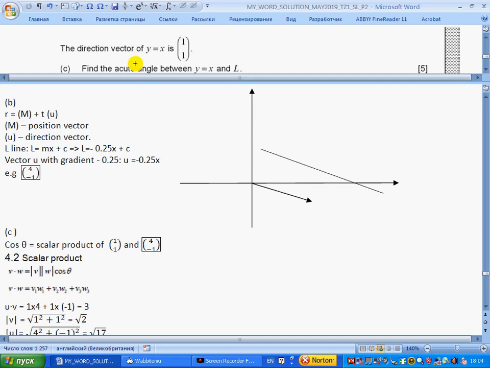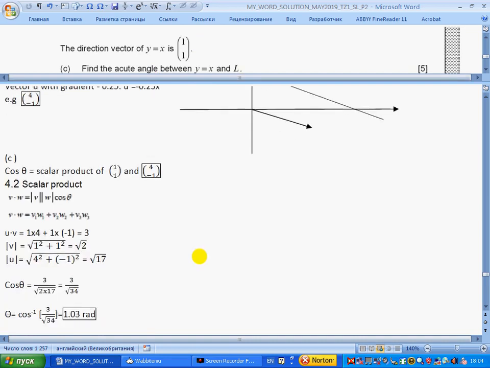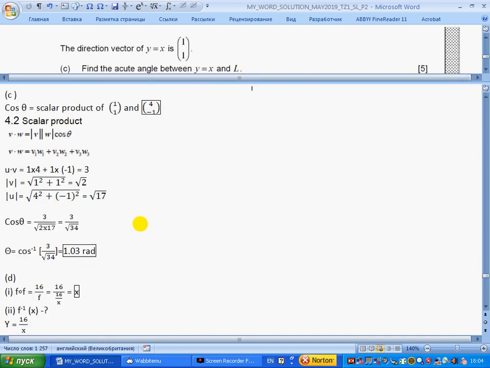The direction of the line y equals x is (1, 1). Find the acute angle between y equals x and L. So section 4.2: the scalar product is given by magnitude by magnitude multiplied by cosine. The scalar product on the other side is the product of corresponding components added. So for our case we have two vectors.